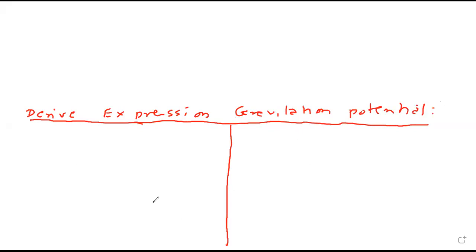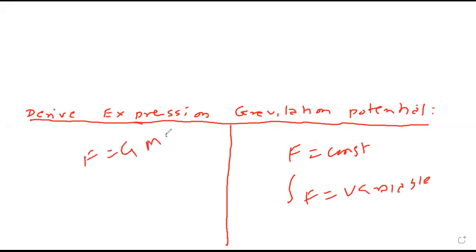To get total work done, we use integration when the force is variable. In the case of gravitational force, is it variable or constant? Think and say. At different points, the distance r is different, so the force is different. That means it is variable.